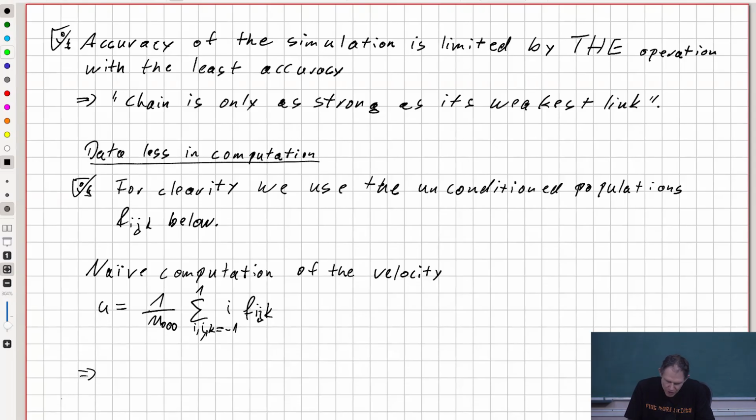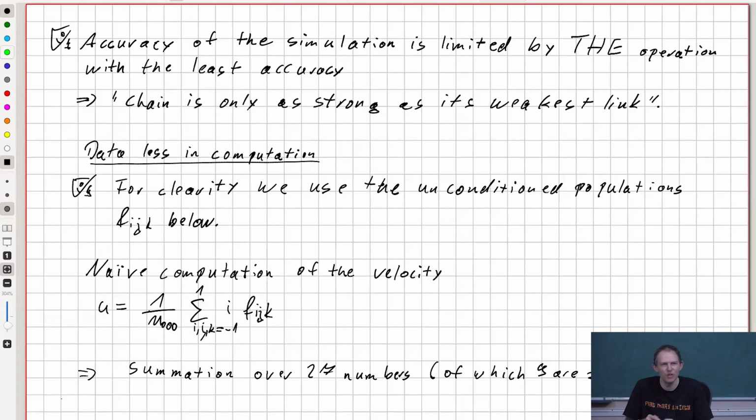So what you are then doing is you do a summation over 27 numbers, actually, of which, I mean, this is one reason why you should not do it this way, but this is not so important, because if you add 0 to something, then usually you don't get any round-off error. Yeah, so these are only unnecessary computations, but they don't bother you with regard to accuracy.